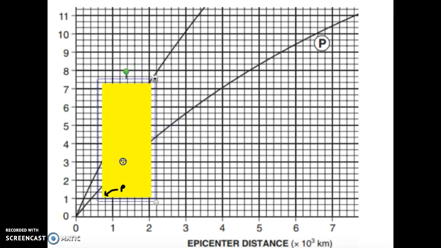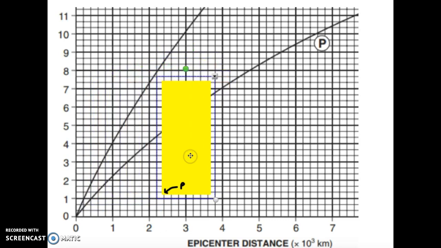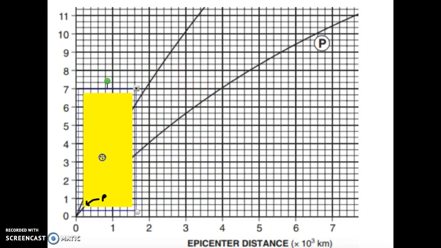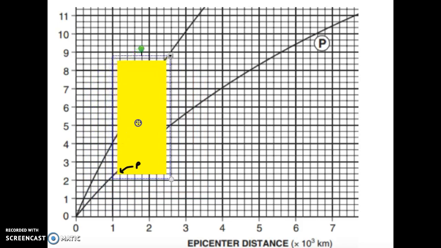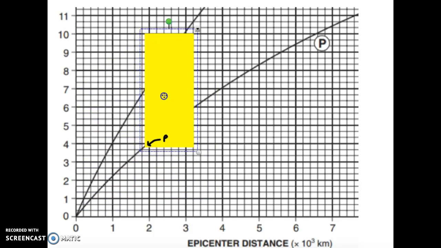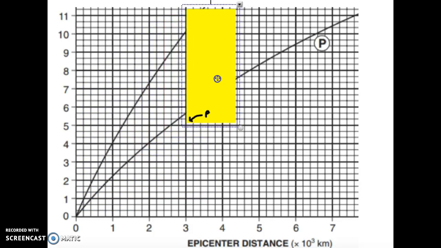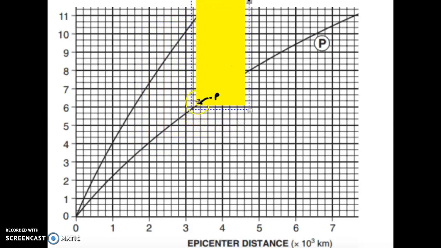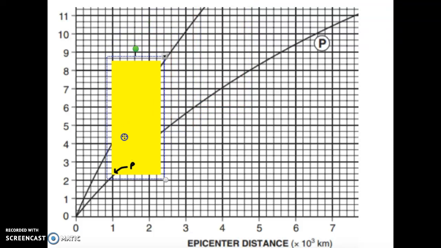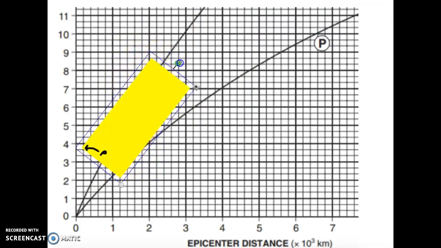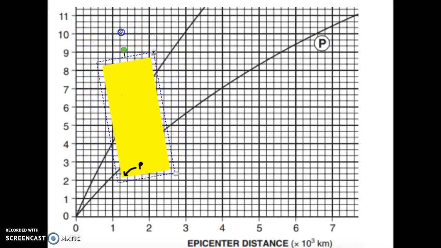Okay, so whenever I move this paper, there's two rules that you have to remember. The first rule is the bottom corner is always going to stay on the P wave. So if you notice, even if I move it up here, the corner has to stay on the P wave line. If I move it down here, the corner has to stay on the P wave line. The second rule is you cannot rotate the paper at all. It should always be vertical, straight up and down. So please do not rotate it either direction.